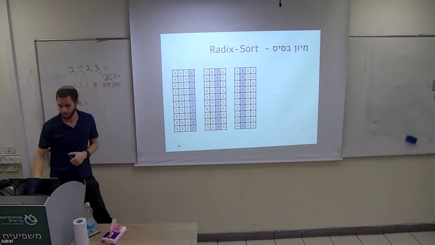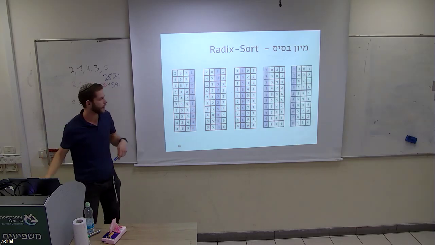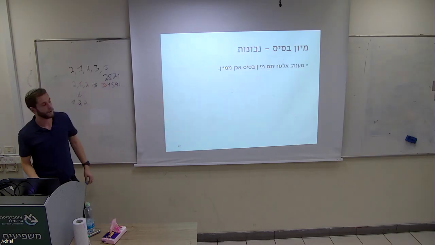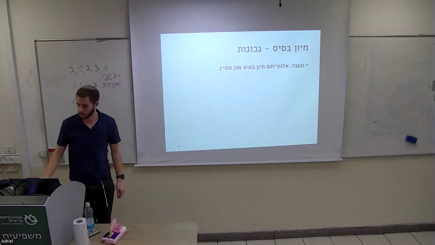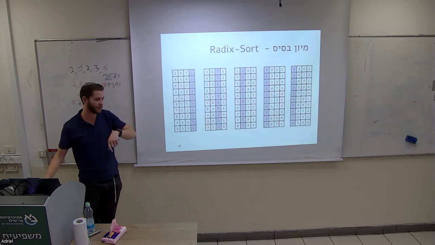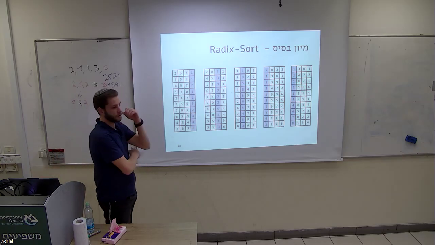Okay. And now we're going to sort by the thousands, by the hundreds, and then by the thousands, and we have our sorted array. Now, I claim the radix sort truly sorts our array. First question's on radix sort. But how is it sorted?